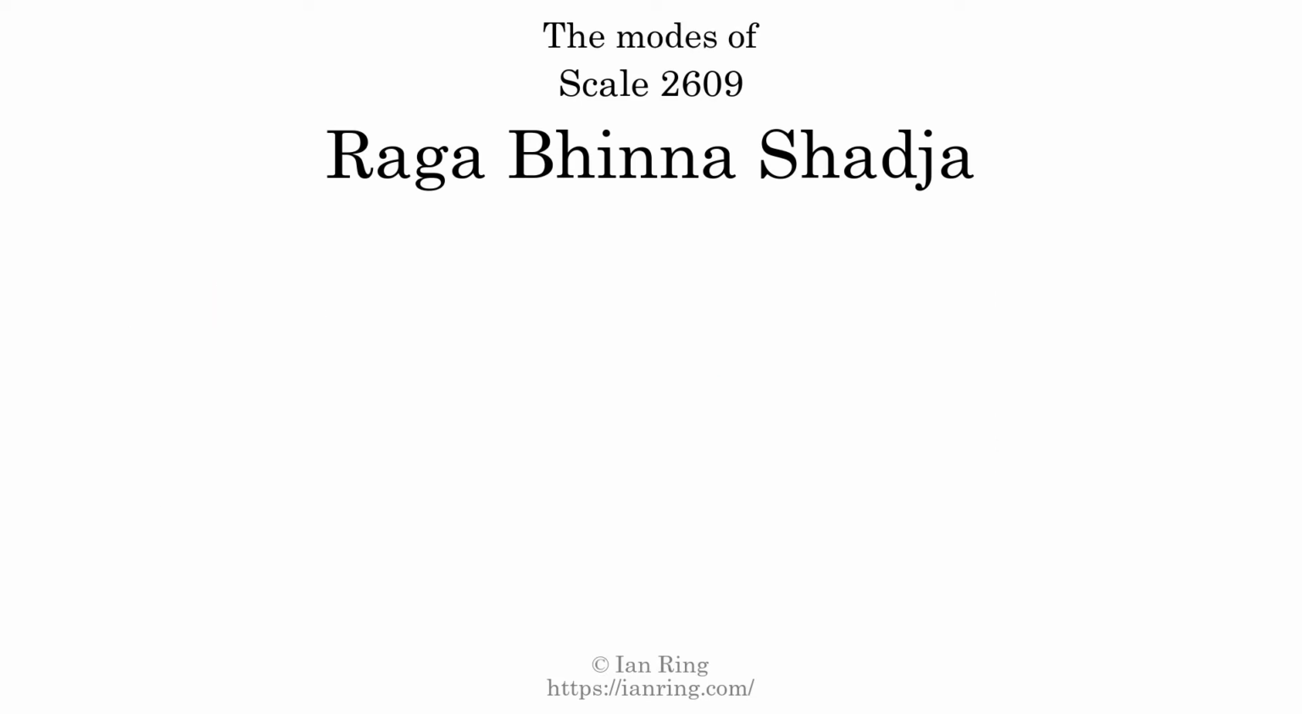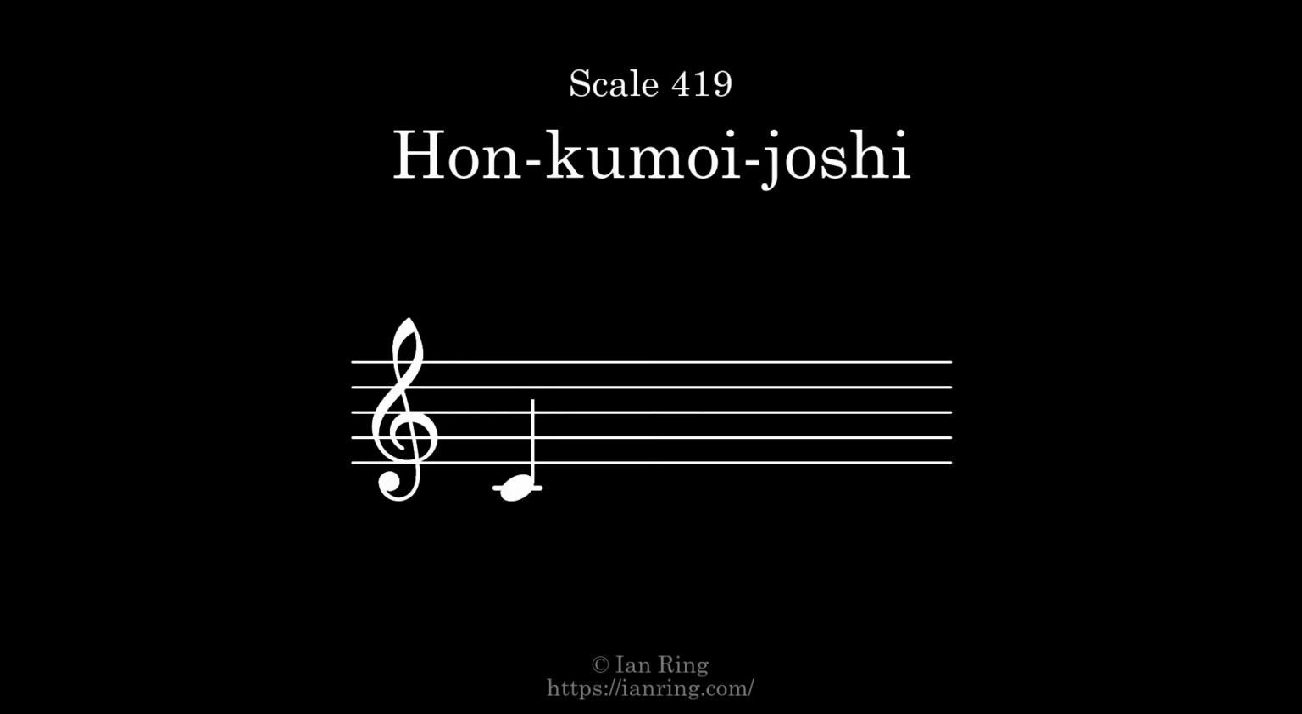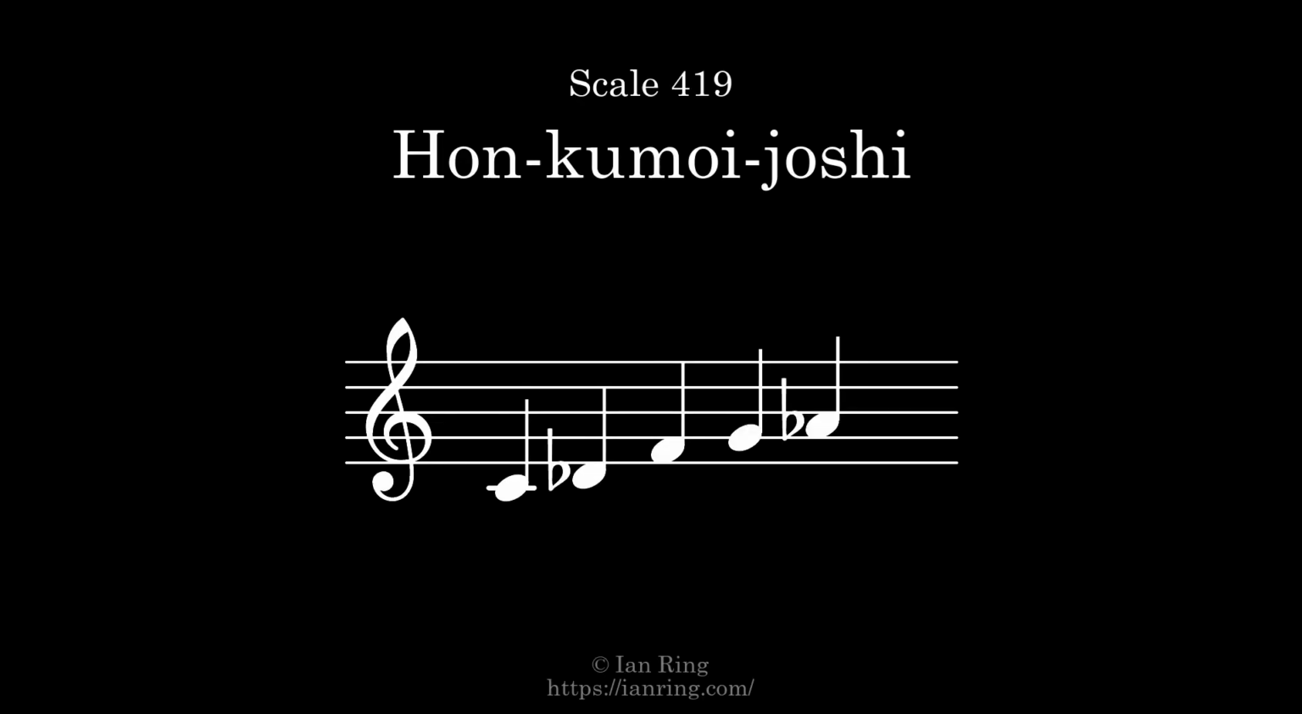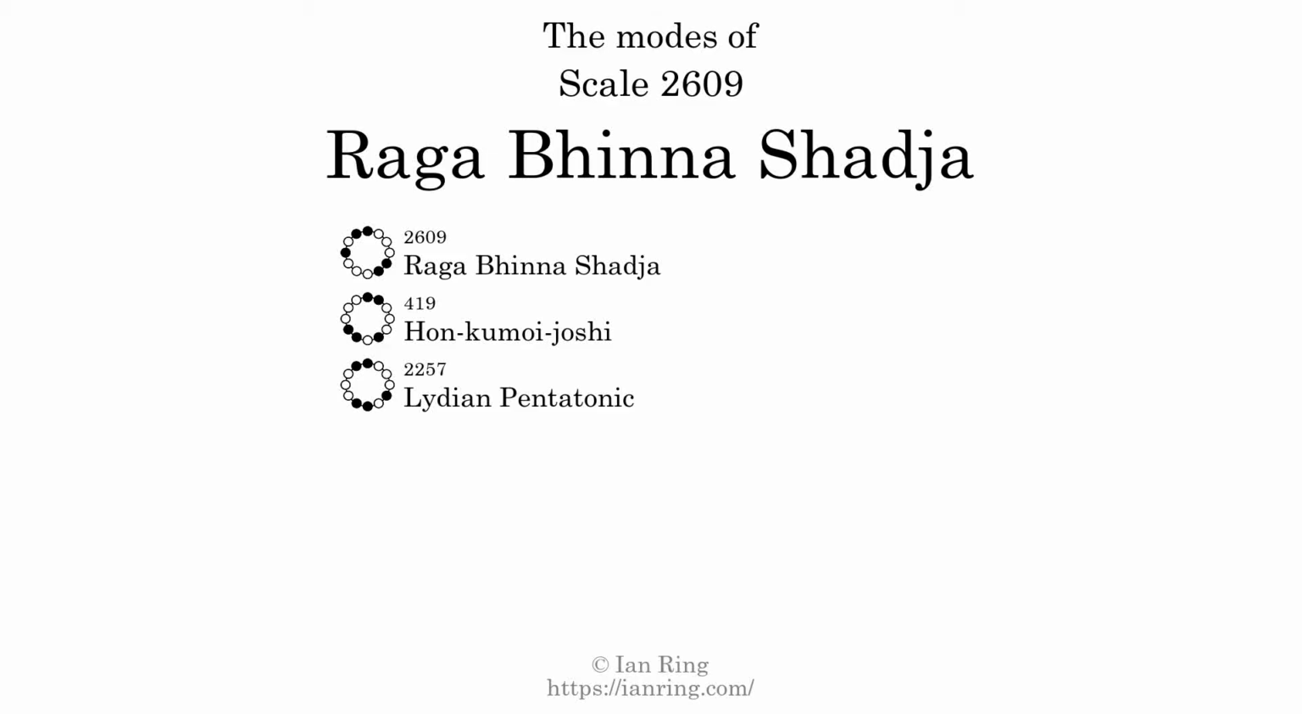This scale has 5 modes. The first mode is itself. The second mode is scale 419, also known as Honkumoi Joshi. It sounds like this. The third mode is scale 2257, also known as Lydian pentatonic. It sounds like this.